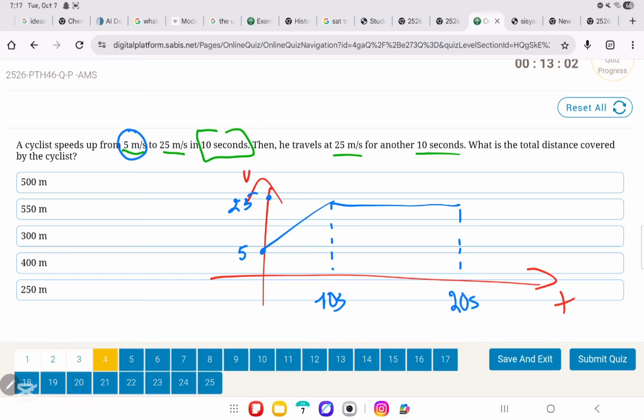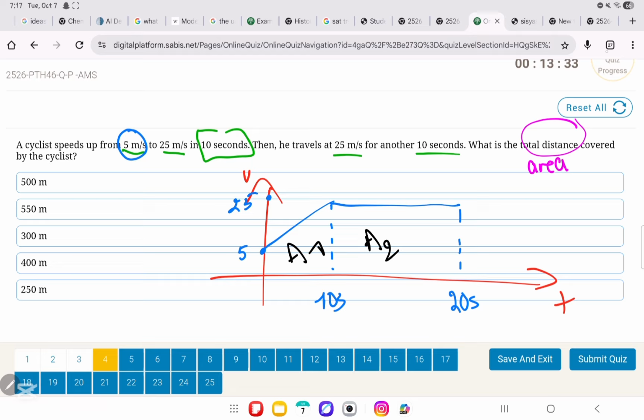Then I think that's it. So this is all that he travels. What do we need to do in this scenario? We need to find the total distance covered. Total distance covered is the area of the graph. You can do this in many ways as long as you find the area of the graph. Preferably, you separate it into two shapes, this one being area 1 and this one being area 2. You find their areas and you add them together.